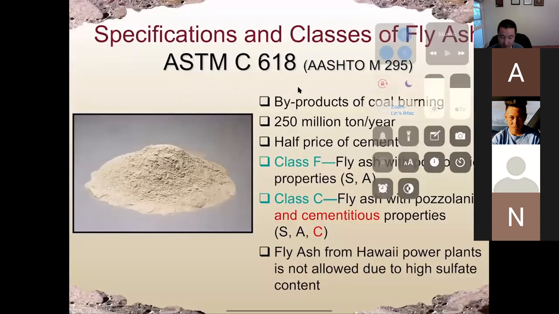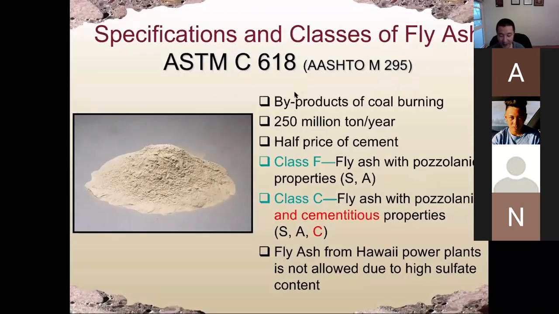Okay. All right. So here shows the specs for fly ash. Fly ash is the byproduct of the coal burning process, for example, coal burning power plants. Every year in the world, we generate, this is old data, 250 million tons every year in the world. I think right now it's more than 500 million tons every year.